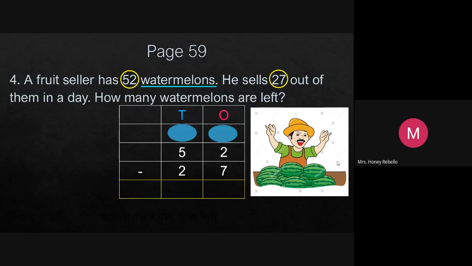Now, Sharon, please tell me. I have to borrow from 5, that is 50. I have to borrow from the tens place. Now, 2 will become what? So many sums I explained. 2 will become what when you borrow from the tens place? Okay, Sharon. 12.